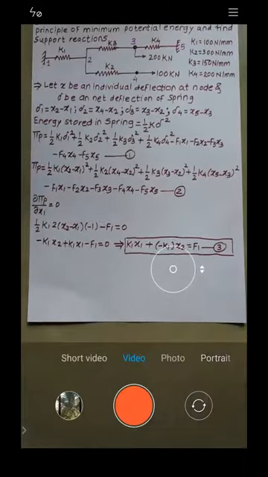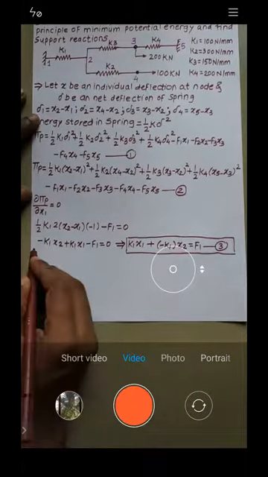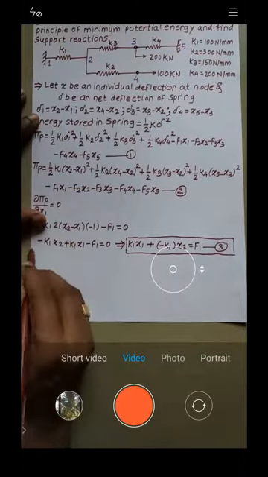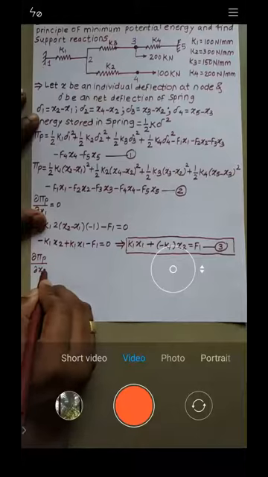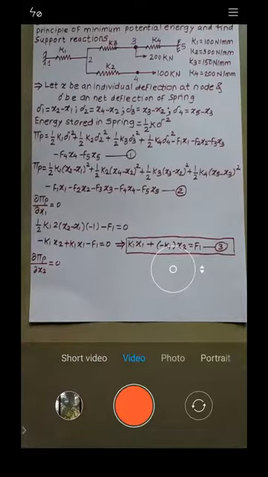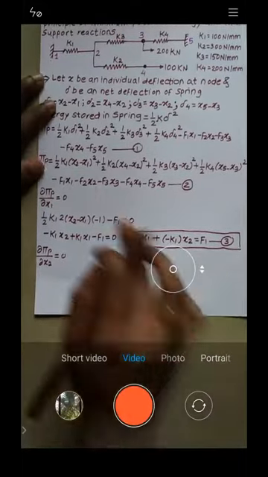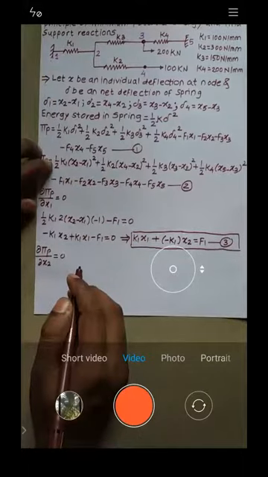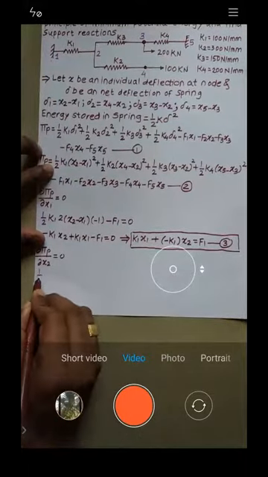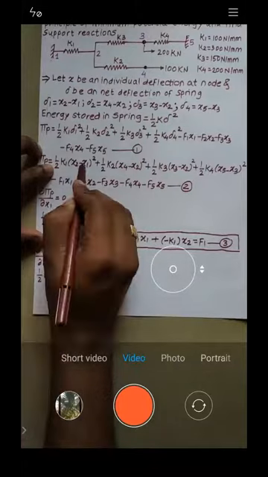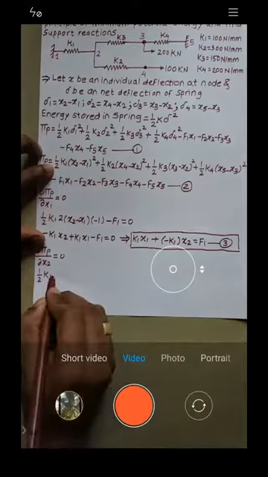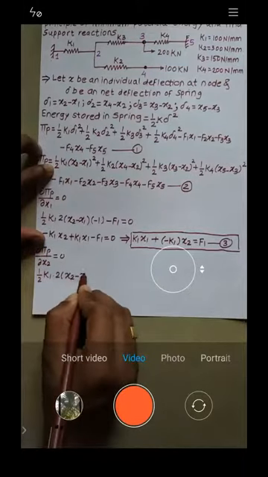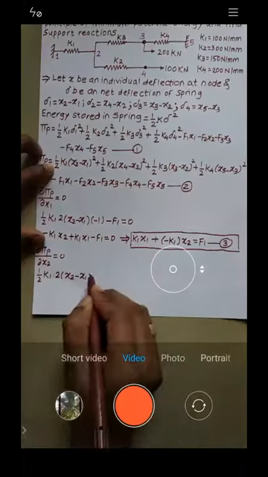Yes, sir. Right. Now initially you differentiated with respect to x1, right? Now you differentiate this pi p partially with respect to x2 and equate it to 0. Let's see what we'll get. What is the differentiation of this with respect to x2? Start with the first term. Half k1. See, this is (x2 minus x1) square, so we get twice (x2 minus x1), and the x2 coefficient is 1, so I'll write down 1 only.